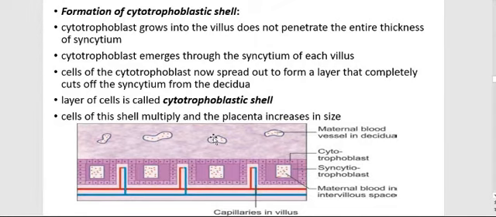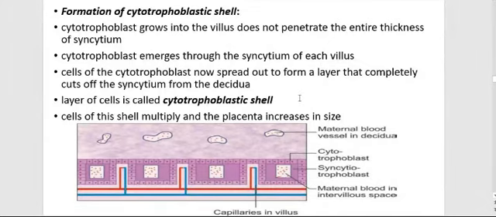Why is it formed? I think it's because the syncytial trophoblast has that property of eroding, just keeps on eroding. Now that the placenta is being formed, do we need the syncytial trophoblast to keep on eroding? No. So that's why these cells had to come out, proliferate, and form the outermost boundary, separating the syncytial trophoblast from the decidua basalis. This new layer which has been formed is called the cytotrophoblastic shell.